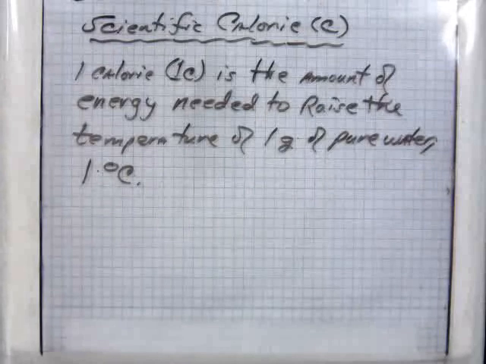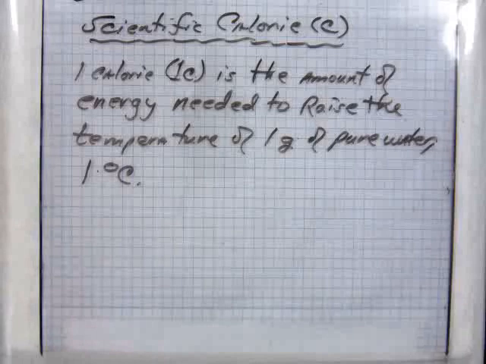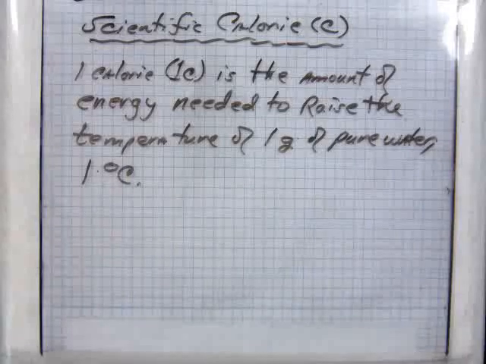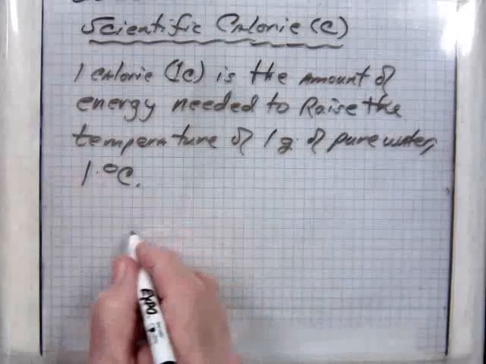Now, don't mix this up with the nutritional calorie. A nutritional calorie is a kilocalorie, 1,000 of the scientific calories. So what we'll be working with back and forth between joules and calories is the scientific calorie's relationship to the joules. And that is much more than a conversion factor.